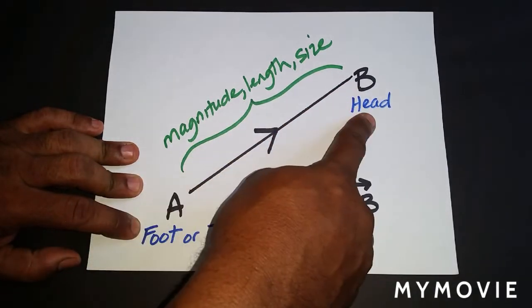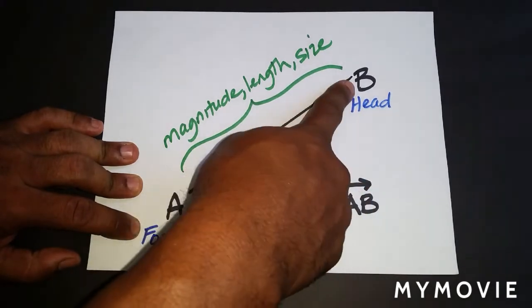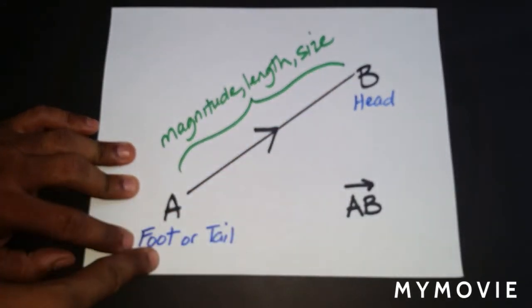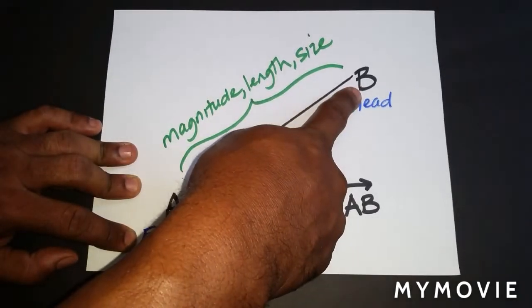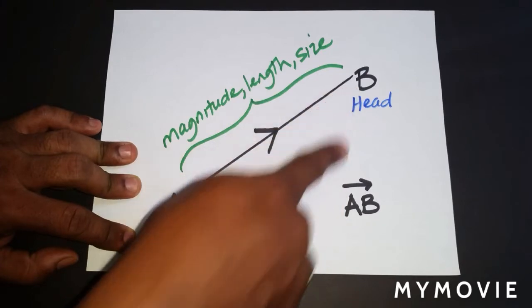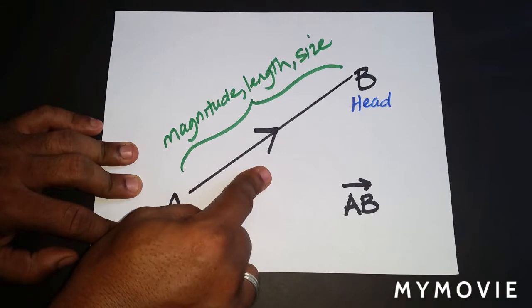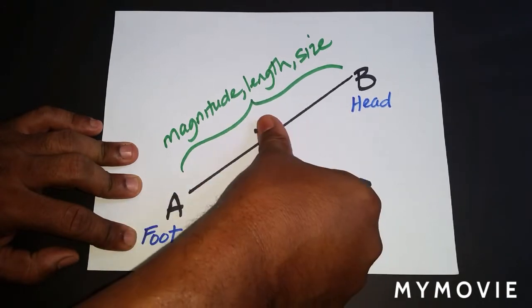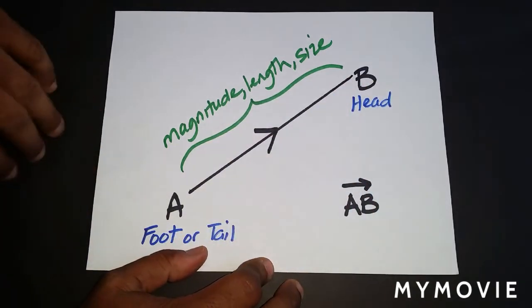And the arrow of a vector always points towards the head, which in this case is B. So if the arrow always points towards the head, in this case B, then this letter A here must be the foot, sometimes called the tail. So the arrow of a vector always points towards the head, and the other letter would be the foot. So starting point here, going up here, and that's the direction. Without the direction, without the arrow, it's not a vector. Okay, so we're just making that sure and clear. All right, so we're getting this out of the way.